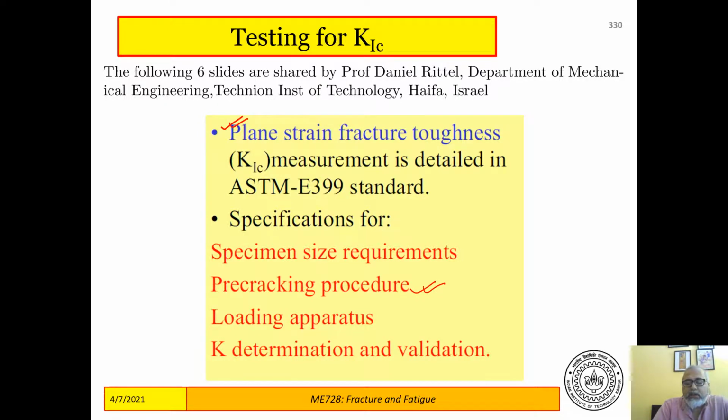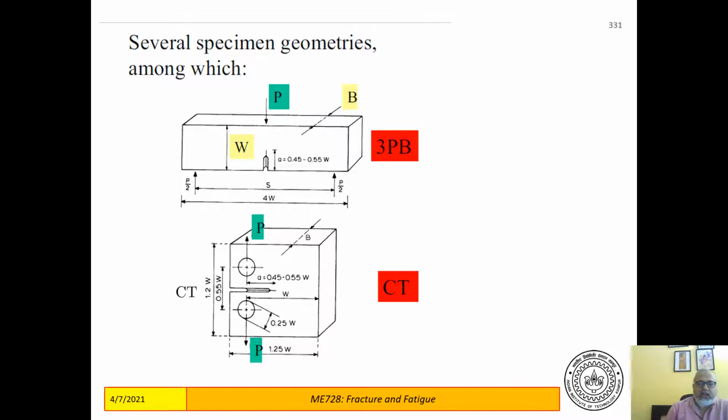So different kinds of specimens are used to test for fracture toughness. They are finite specimens, of course. Remember, all that we have done, Williams solution and all, are for infinite bodies where the crack tip is not close to any of the boundaries. Obviously, that's not possible. So you have the standard specimens. One is a 3-point bend specimen. The other is a compact tension specimen. It's also called edge notch specimen in tension.